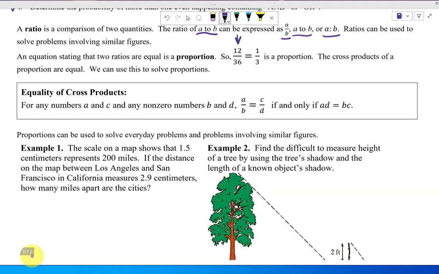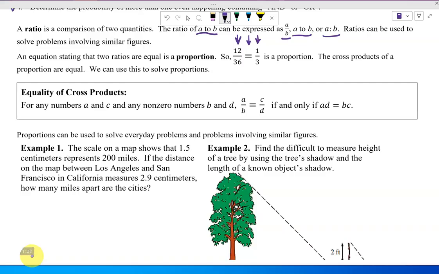So if you have a ratio and it equals another ratio, and there's an equal sign in the middle, then it's a proportion. Now, usually not all four of those positions, numerator and denominator, are filled. One of them is unknown, but you can set up the proportion to solve for the unknown. So yeah, 12/36 reduces to 1/3. So that's a proportion. 12/36 equals 1/3.